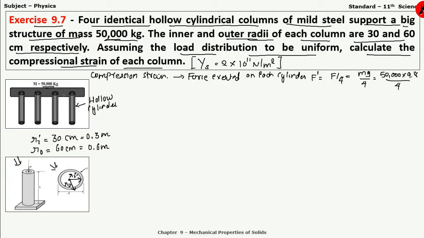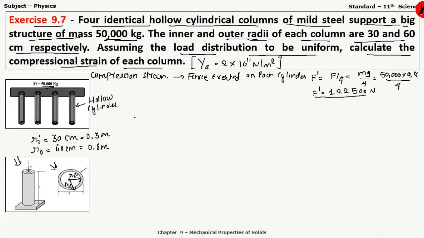If we had 6 cylinders, then we would use F dash equal to F by 6. Very simple. So the value of F dash is 1,22,500 Newton. This is the force exerted on each cylinder. So here we have calculated F dash.